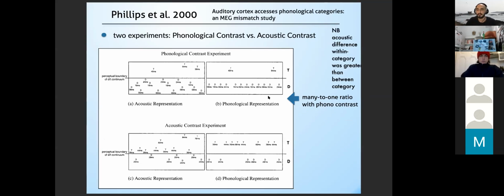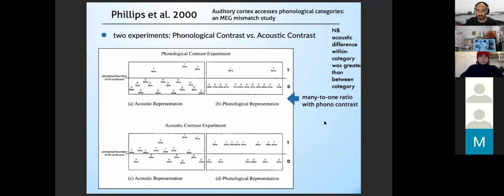Right. So interestingly, even here, the acoustic difference within category was greater than between category. So there was more difference between this D here and this D here than between this D here and this T here, right? Now, it doesn't look like that, but I'm just taking what they said in the paper, okay?